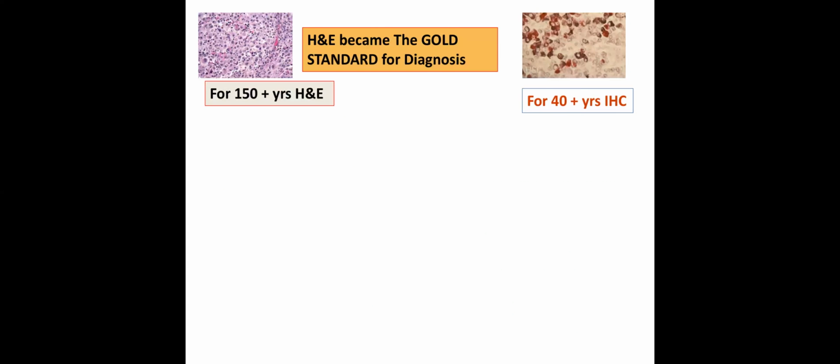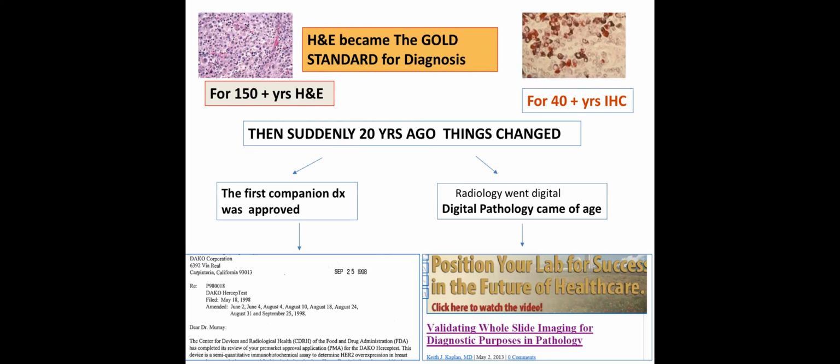But we should remember that we've used immunohistochemistry in that 40 years, by and large, as a special stain. In fact, a whole range of 200 or 300 special stains. And now suddenly things changed. The change occurred about 20 years ago.